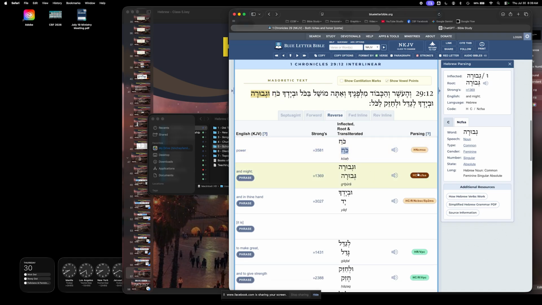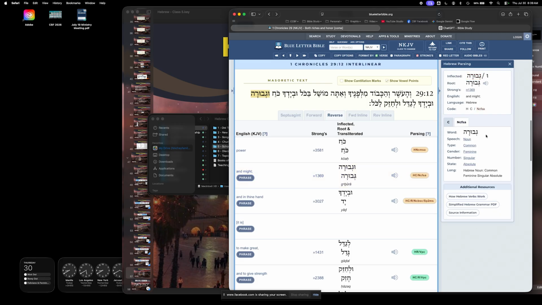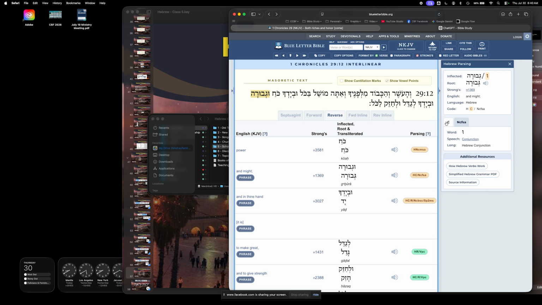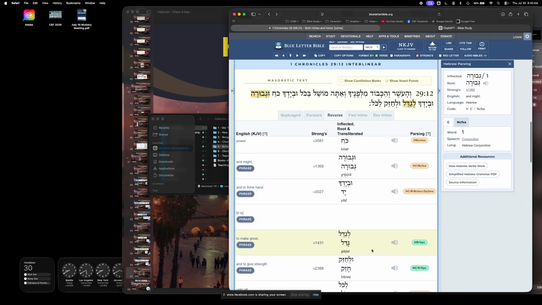So let's look at our grammar for this word Gebura, just to see what it's got for us, because we are dealing with a noun again. Again, not much there other than to say it does have the conjunction. We would say "and," the vav is there. So it's might and power. Okay, might and power. Do we have our nuance yet? Nope, still working on it. All right, let's go on to our next word.